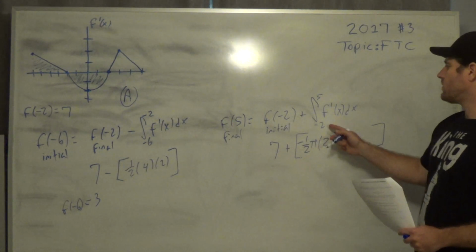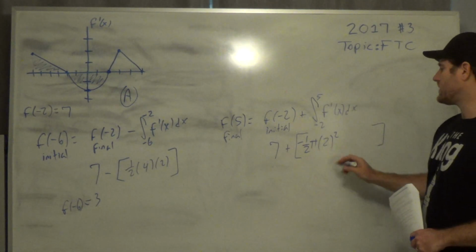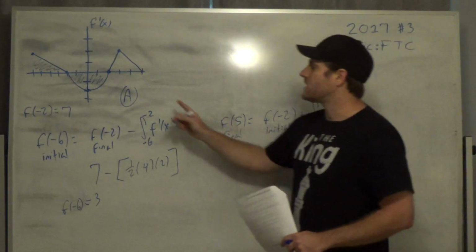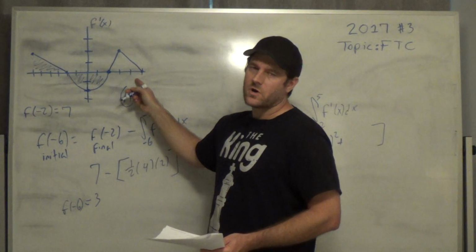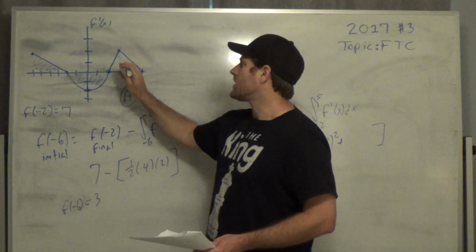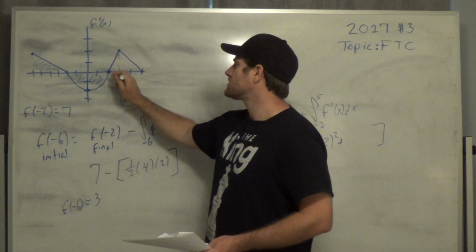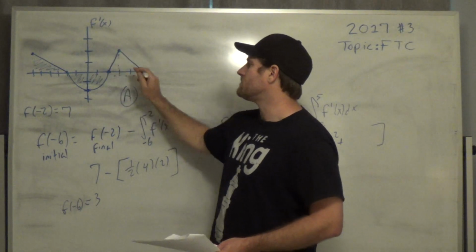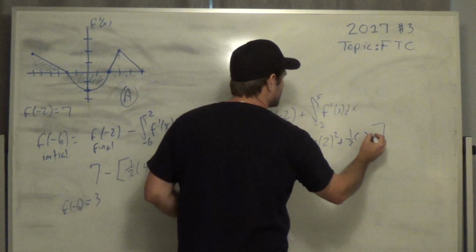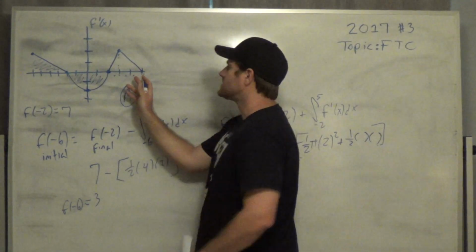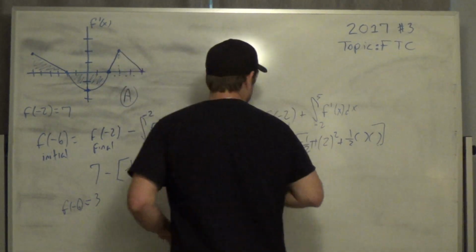All right, but we only went from -2 to 2. We didn't finish getting all the way to 5. So to get the rest of the way to 5, we have a triangle. You could break this up into two triangles. Don't do it, folks. A triangle is 1/2 base times height. That's the base. That's the height. So it's 1/2 base times height. The base is 3 and the height is 2.